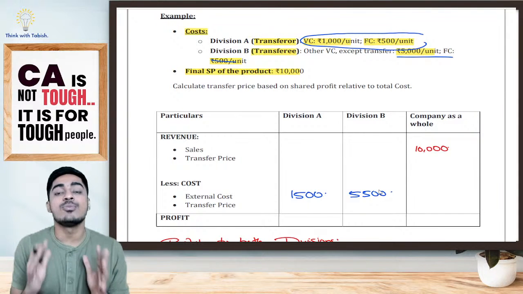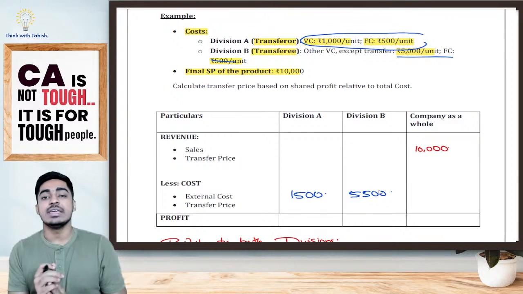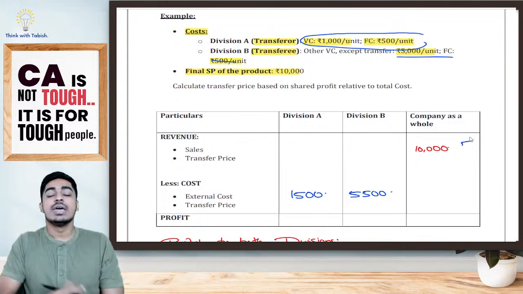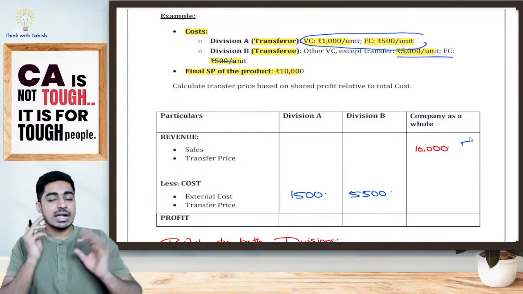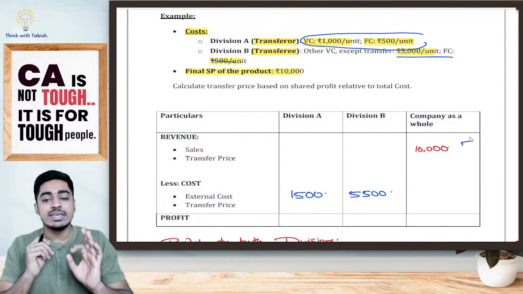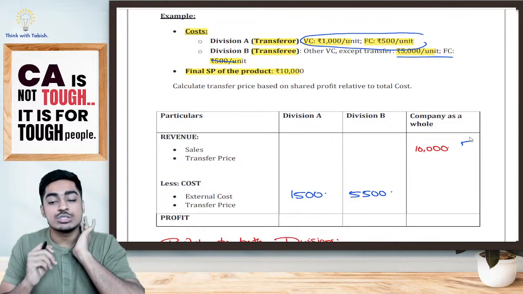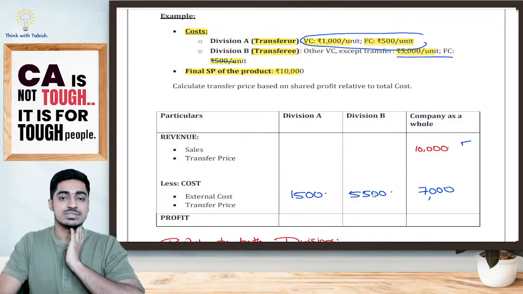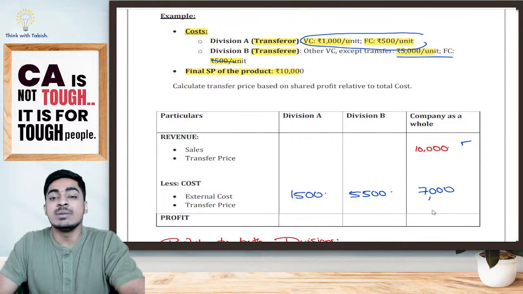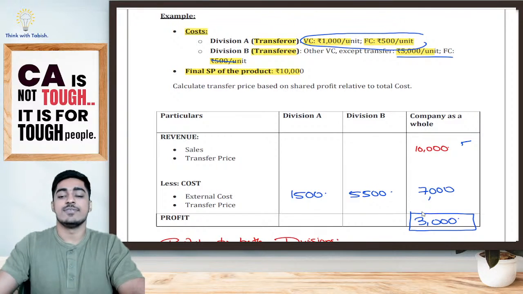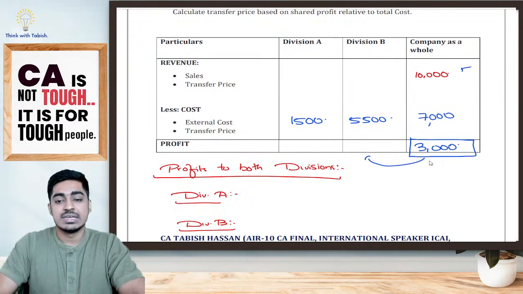Firstly, we are telling how much profit the company will earn. The company will ultimately sell the mobile and get 10,000 rupees. So 10,000 rupees is the revenue. How much cost is the company incurring? In division A, it is incurring an external cost of 1,500. In division B, it is incurring an external cost of 5,500. So the company as a whole is incurring a cost of 7,000. Yes or no? So how much profit is the company ultimately earning? The company is earning a profit of 3,000. So this 3,000 rupees, we will distribute to division A and division B.